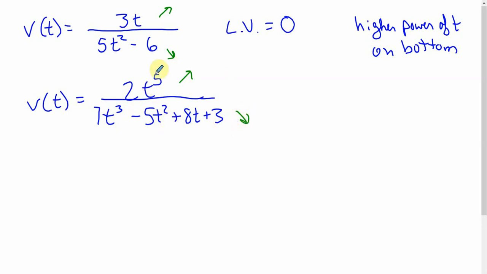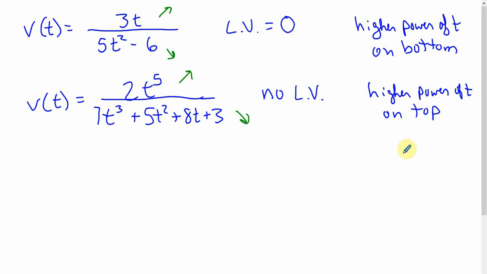Which one wins? Well, in this case, t to the 5th beats t to the 3rd. Even with these other guys in here, that doesn't matter. Even if I made this a plus, these really are nothing in the long run compared to this one. So the bottom is t cubed, the top is t to the 5th. The top will win. And so no limiting value. It just gets bigger and bigger without bound. And it's because the higher power of t was on the top. Okay.